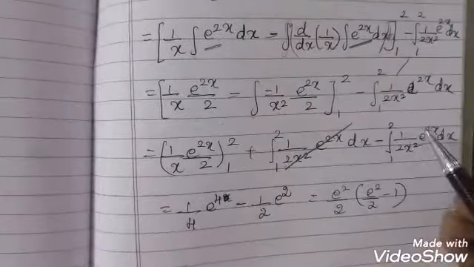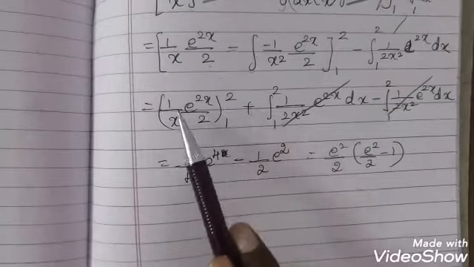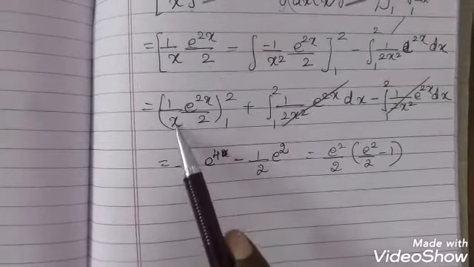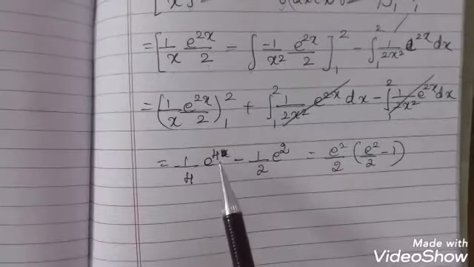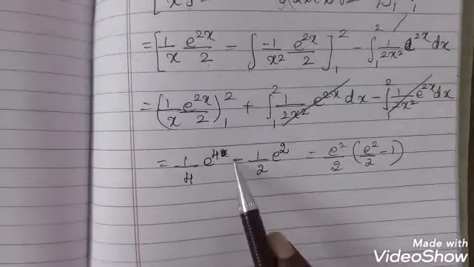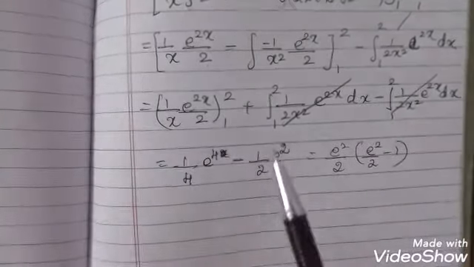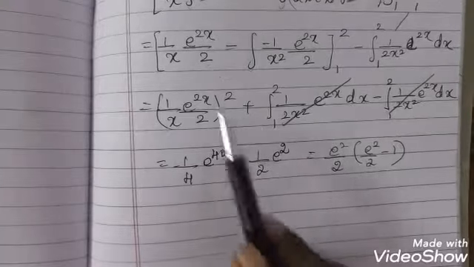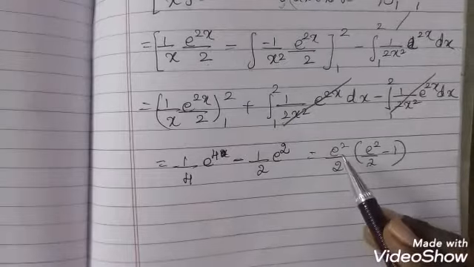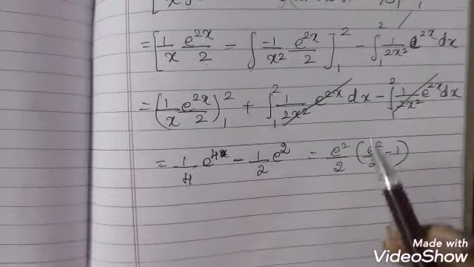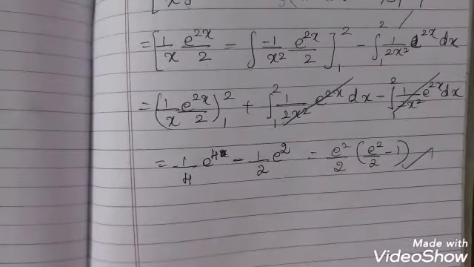Now you see, very beautifully, these two get cancelled. You just have to substitute the limit here. What will I get? The upper limit: 1/(2·2), it's 1/4 times e^(2·2), which is e^4, minus the lower limit: 1/(1·2), that's 1/2 times e^2. So when I take e²/2 outside, what will I have? e²/2 times (e²/2 - 1). This is what you have here. Okay.